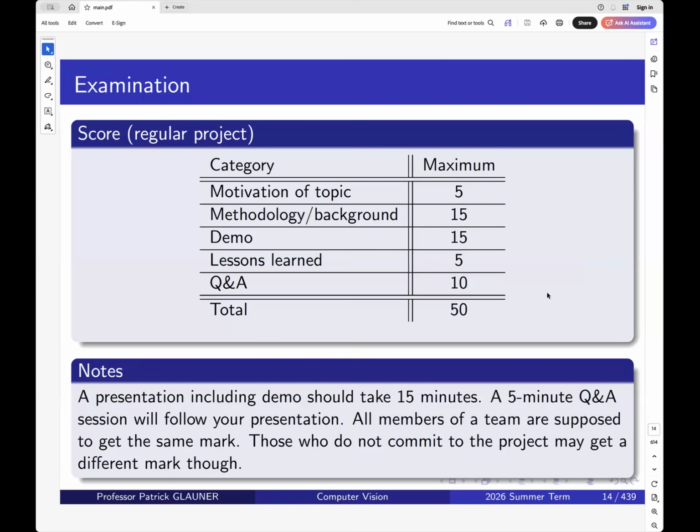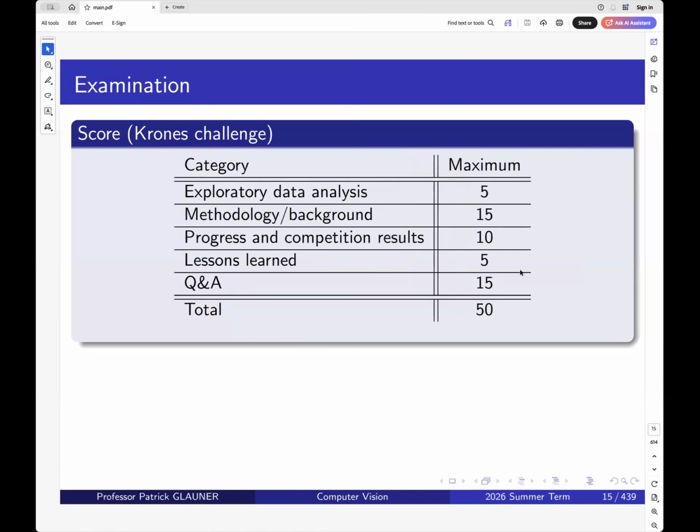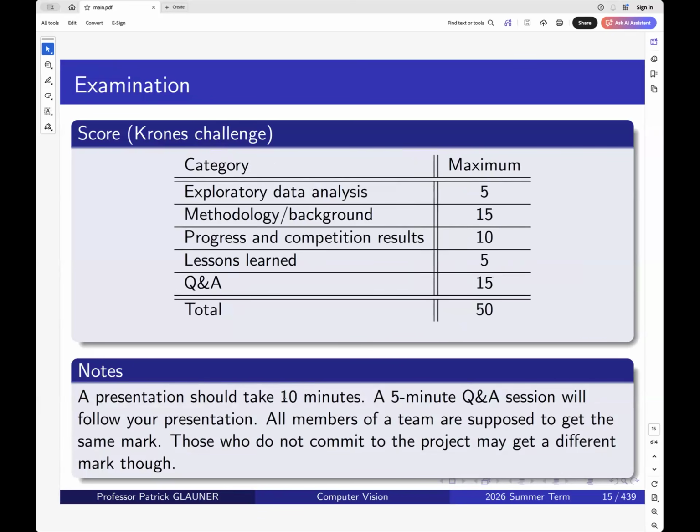But the Cronus challenge is a little bit different because you all have the same data set. So for example, we don't need a demo. For the Cronus challenge, the presentations just take 10 minutes because it's all the same data set. But the Q&A will play a bigger role because we have the engineers from Cronus there. They may be curious. And the lessons learned is 5 points as well.